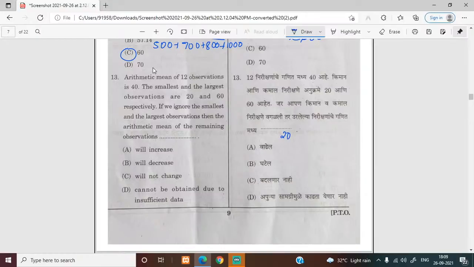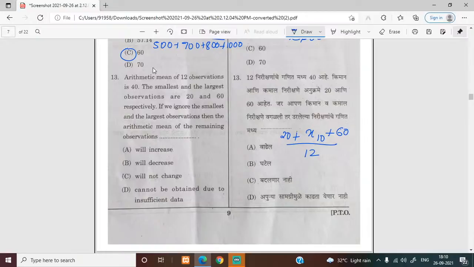So first 20 will come. Then there will be sum of 10 terms. Okay, 12. See, 12 observations are there. You know the first observation, it is 20. Now then you will add the other 10 observations, and then you will lastly add the last observation, which is 40, and divided by 12. Why 12? Because total there are 12 observations, right?